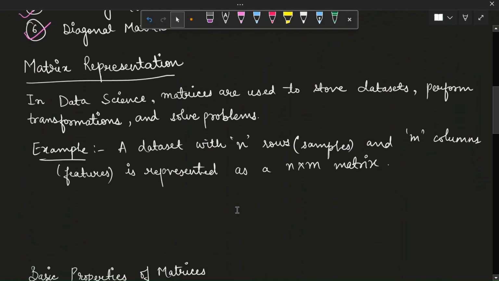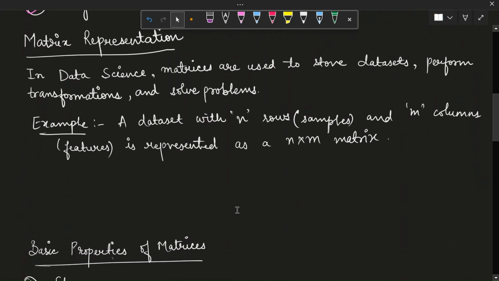Next is matrix representation. In data science, matrices are used to store data sets, perform transformations on them, and solve problems related to that data set. Here we have a data set with n rows of samples and m columns of features, to be represented as n cross m. Now we will understand how we can represent this data set in the form of an n cross m matrix.